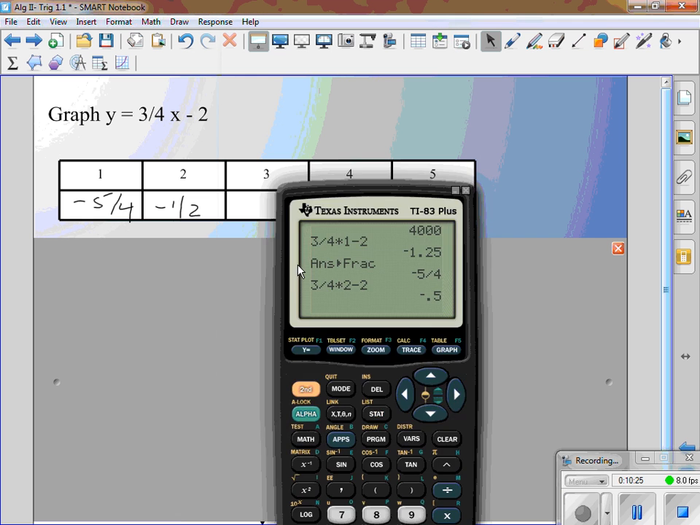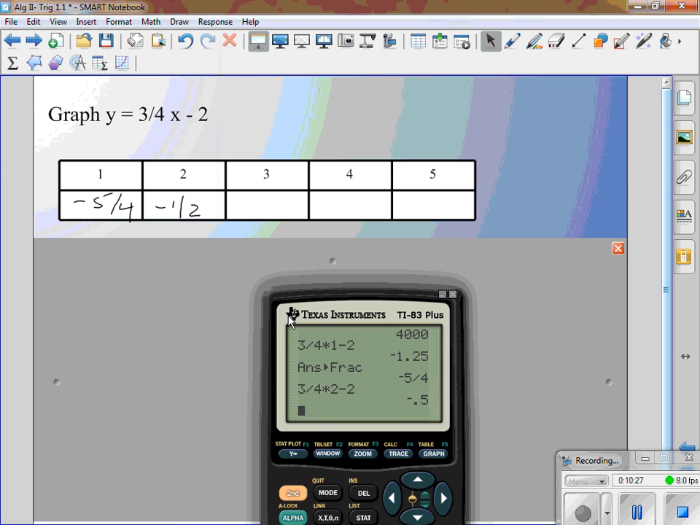All right, the next, what do I get for 3? Okay, why do I get positive 1/4 now? Okay, the numbers are going up. What's 3 times 3/4? 3 times 3/4 is 9/4, which is 2 1/4. What's 2 1/4 minus 2? 1/4. It's now greater than 2, so now I'm dealing with positives.